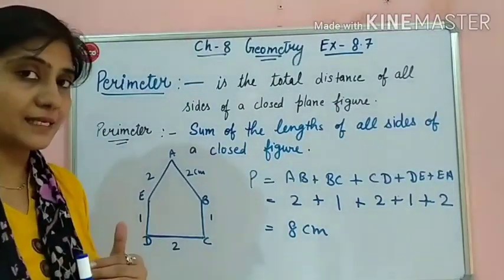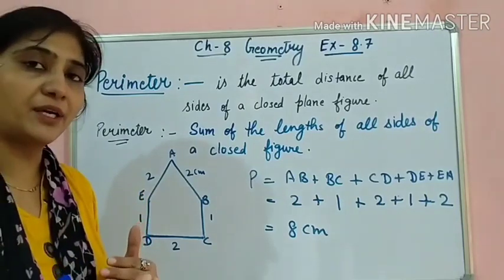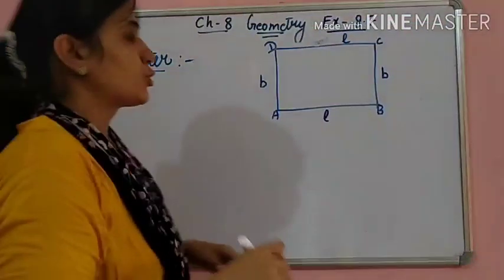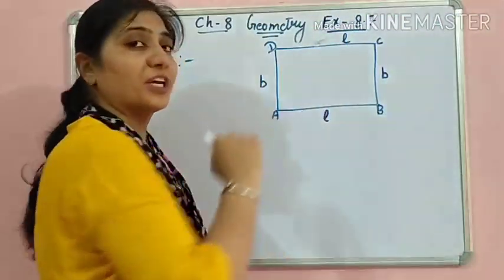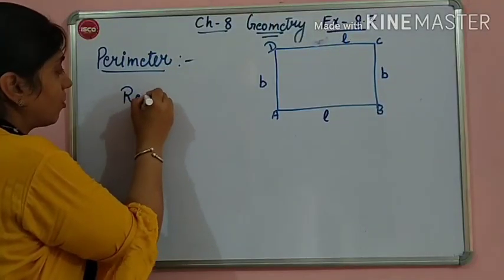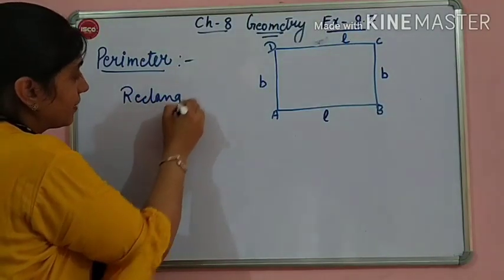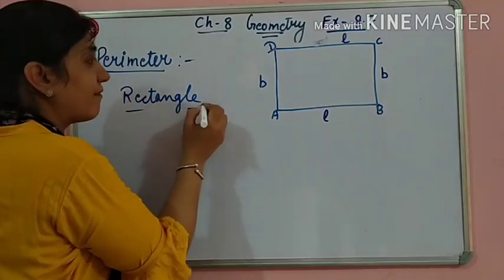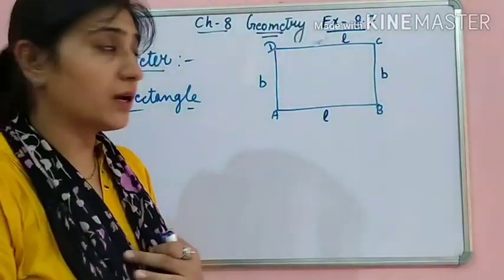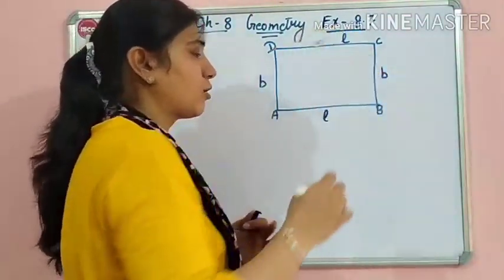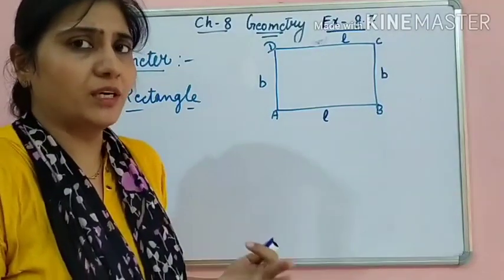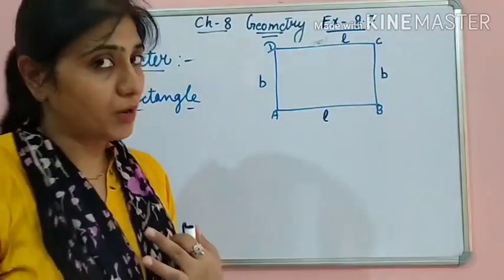Now we will discuss how to find the perimeter of a rectangle and a square. See students, what is the shape of this figure? Yes, it is a rectangle. Now I will tell you how to find the perimeter of a rectangle. Yes, you can do it directly also, but there is a formula also. Now you are in 4th standard, you have to learn some formulas also.